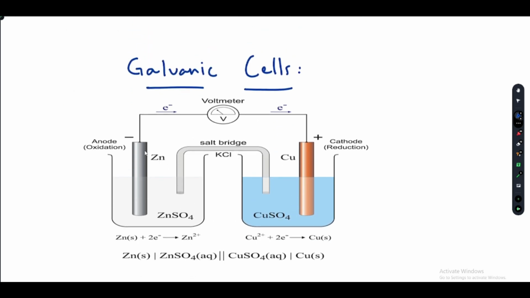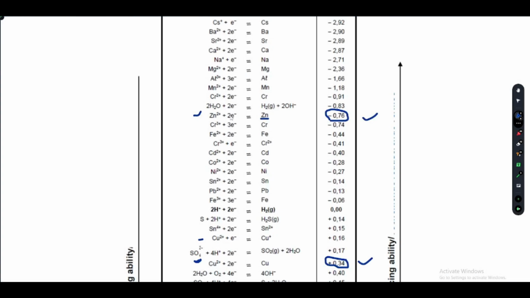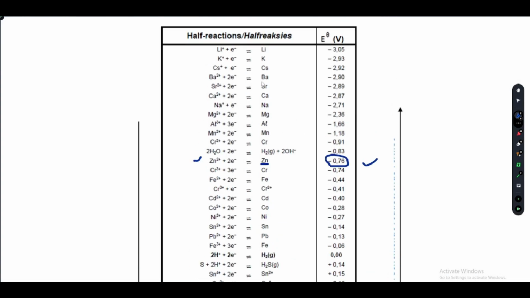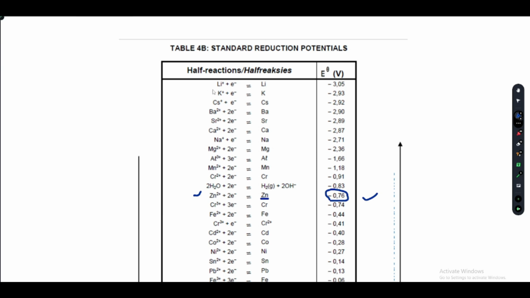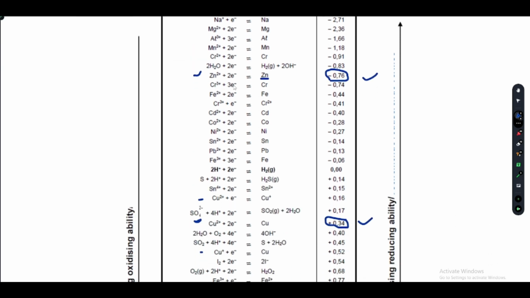In this particular case, the anode will be zinc and the cathode would be copper, and we would have used this table in order to identify it. It's our table of standard reduction potentials. As we can see clearly, the zinc reaction is higher on the table than the copper reaction. Therefore, zinc will be oxidized and copper will be reduced.